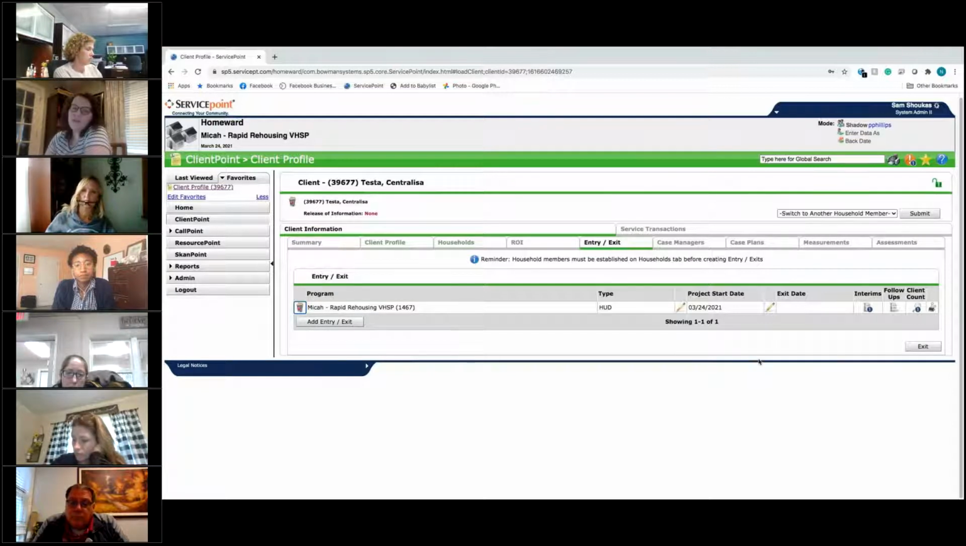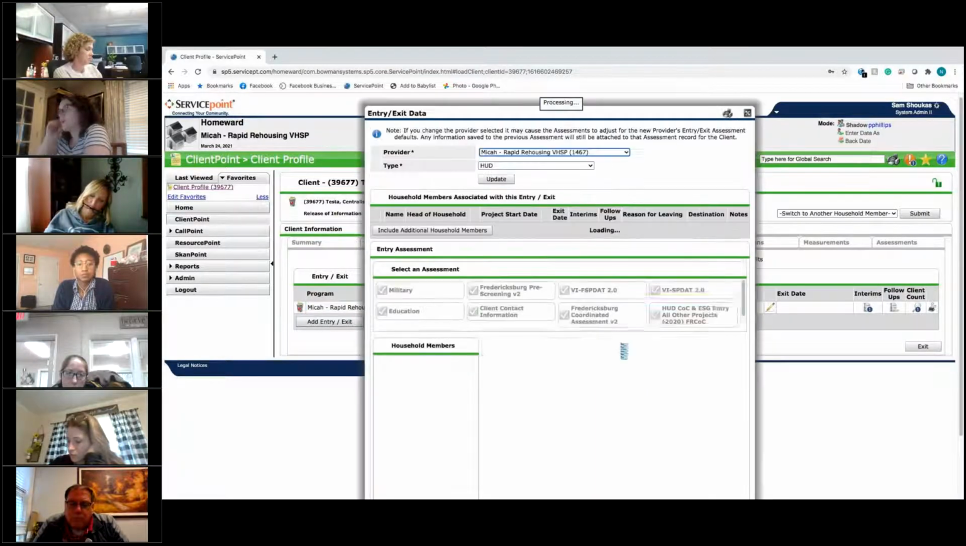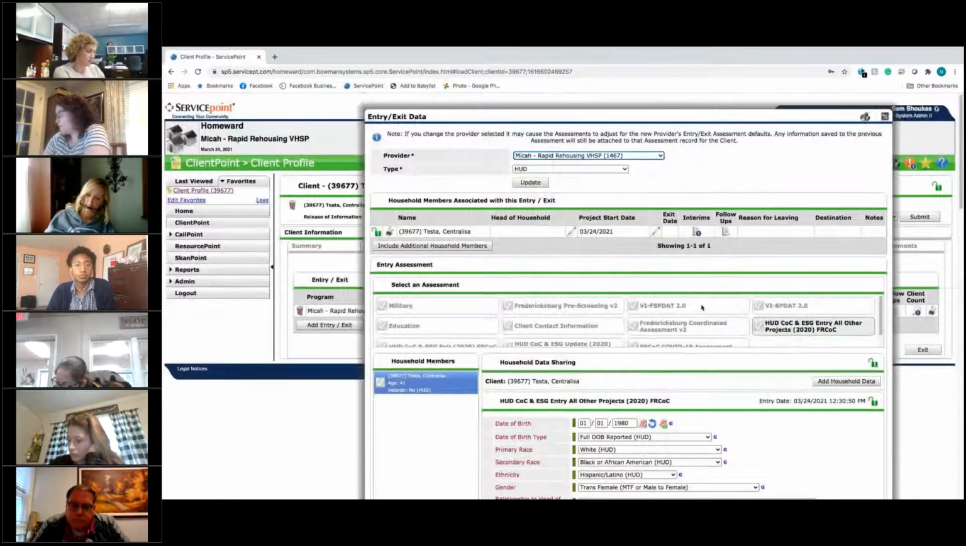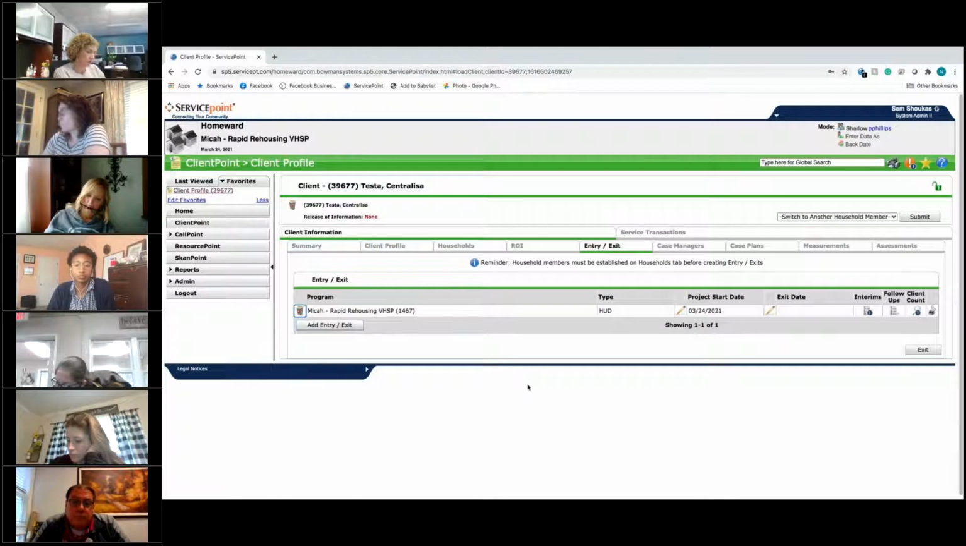So I will always say backdating is a great idea. However, if you go into the pencil for their entry record, it automatically backdates you to whatever you're going back into. Oh, great. Okay. But I think the habit of getting into backdating is always a great thing. Okay, thanks. All right. Any other questions on fixing or backdating?